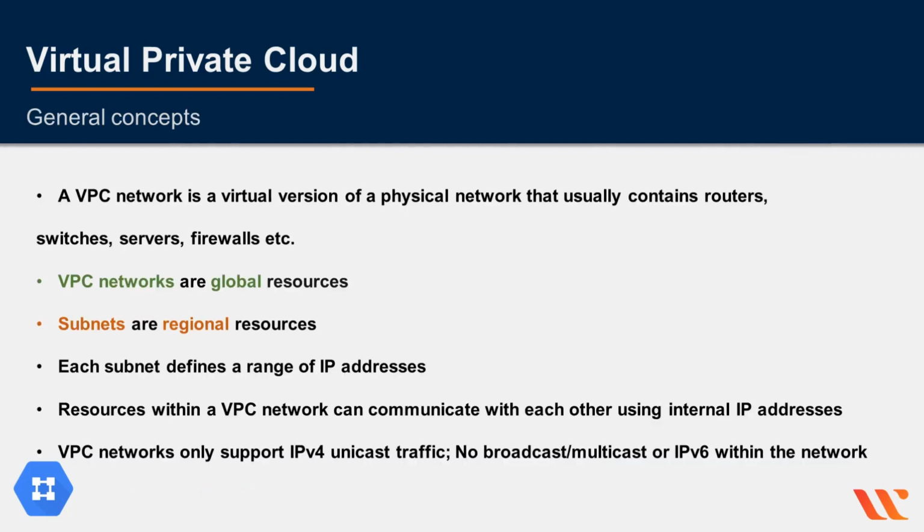A VPC network is a virtual version of a physical network that usually contains routers, switches, servers, firewalls, etc. VPC networks are global resources. However, subnets are regional resources. Each subnet defines a range of IP addresses. Resources within a VPC network can communicate with each other using internal IP addresses. VPC networks only support IPv4 unicast traffic. No broadcast, multicast, or IPv6 within the network is allowed.